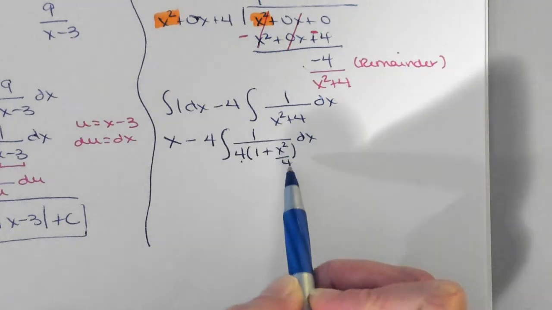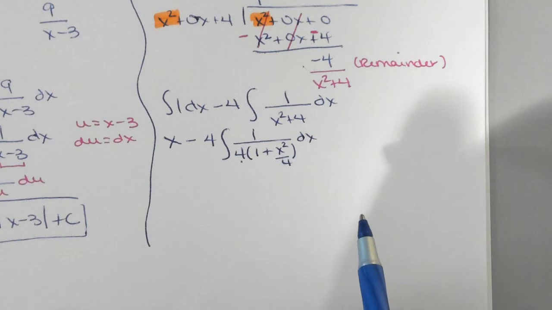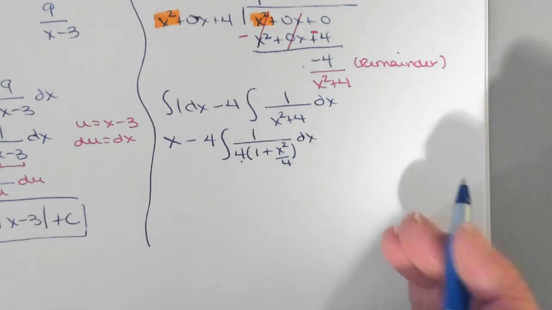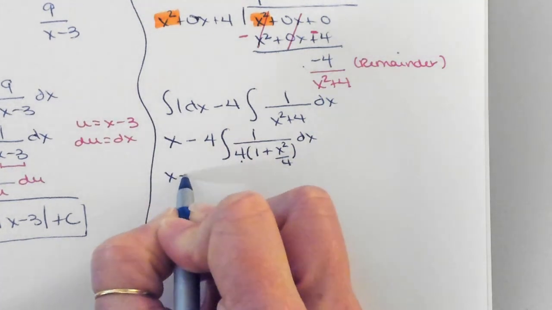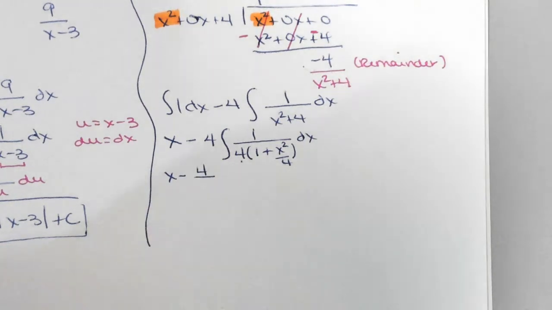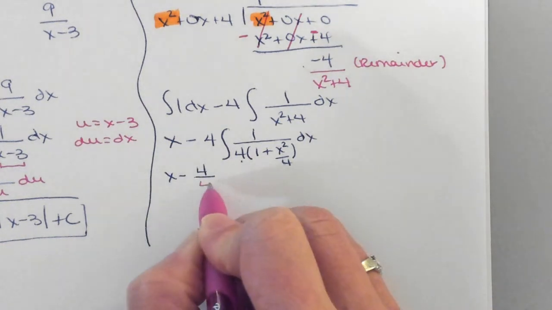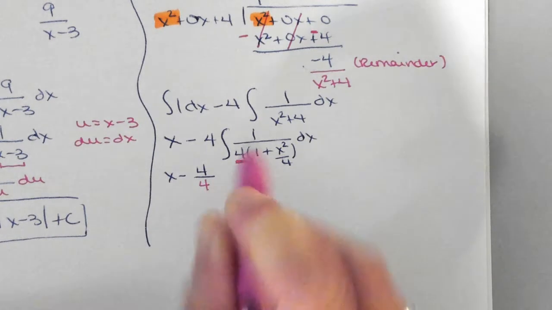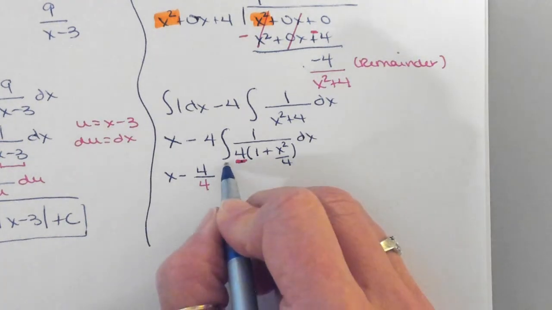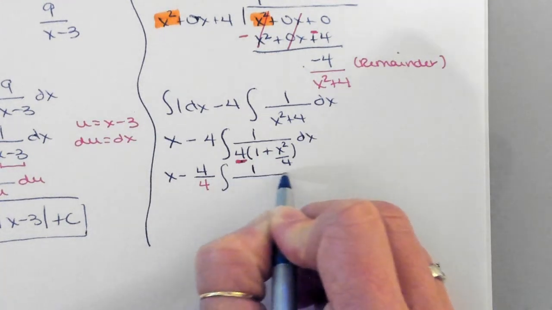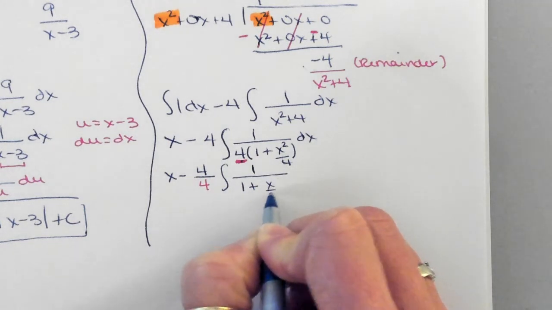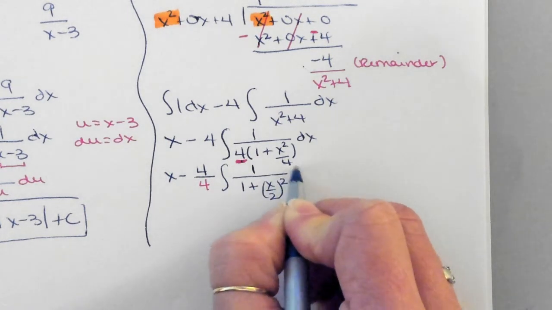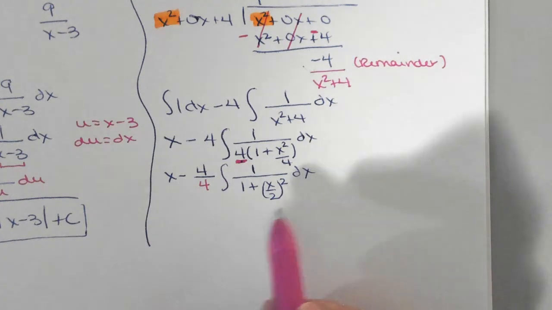We want to rewrite this so that I can do a u sub. x over 2, the quantity squared. Okay. So you have x minus, and I'm going to write this as 4 over, and this 4 right here comes from here, just so you can see it. You can write it as a 1 if you want. Doesn't bother me. Then this is 1 over 1 plus x over 2, the quantity squared, dx. Okay, what does this allow me to do now?